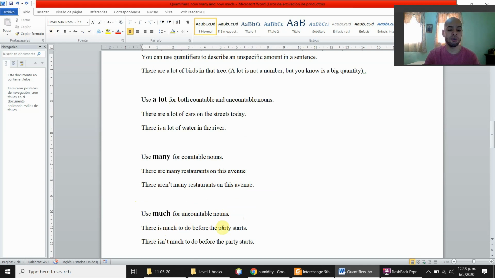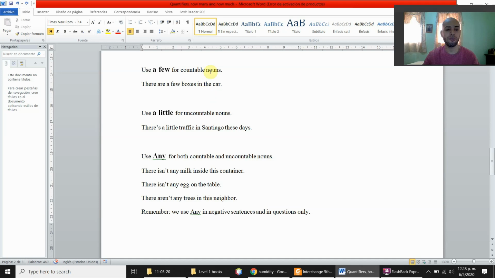There is much to do before the party starts. There isn't much to do before the party starts. So again, you can use a lot for both countable and uncountable nouns. But many only for countable nouns and much for uncountable nouns only. But they are similar. They are referring to the same amount, which is a big amount.